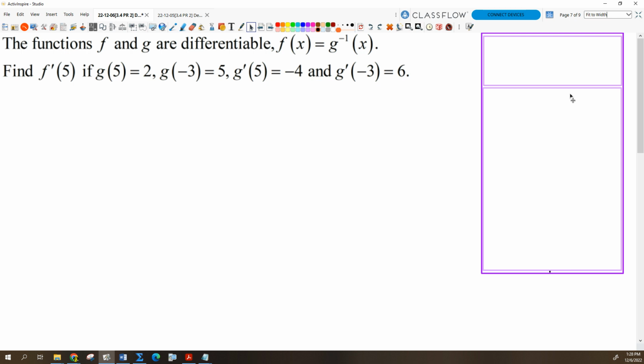Let's try this one. So find f prime of 5. Why don't you guys work on this for a second? We'll work together, work individually, but take a second and work through this, and then we'll talk about it. What are we going to call G? Oh, okay. So F equals inverse of G. Good. Okay.